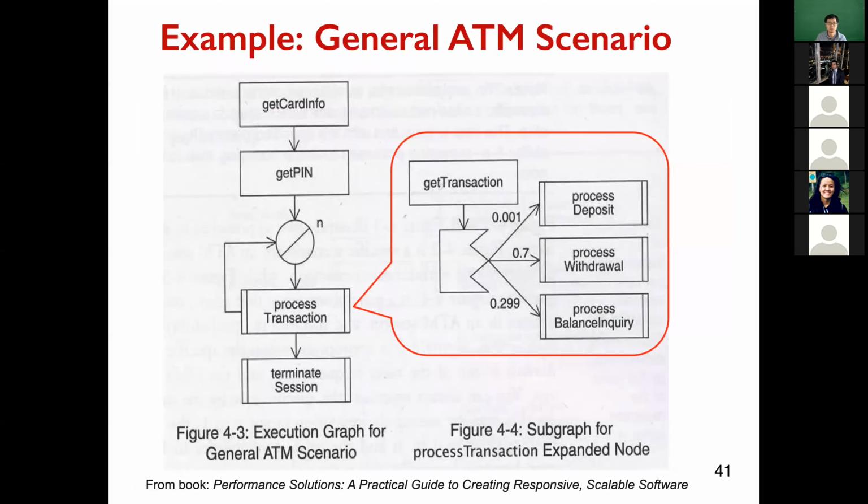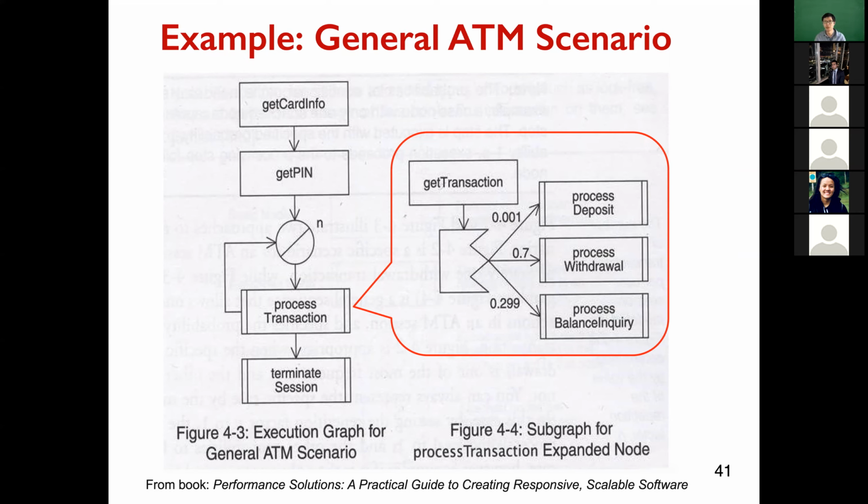So this is a general ATM scenario. So here, what are the steps? First, get card information, right? When we want to do transactions on an ATM machine, you first insert your card, right? So the ATM machine will get card information. Then you input your PIN information. So the ATM will get PIN information. Then you process transactions. You have different types of transactions. For example, you want to withdraw money, deposit cash, or check the balance, right?